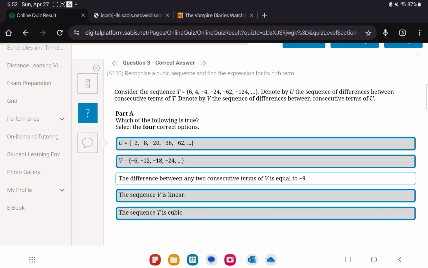Third question. Okay, for this question, this is one of the more confusing questions, because we didn't actually have any solving to do with the cubic formula or anything like that. So let's solve it together.